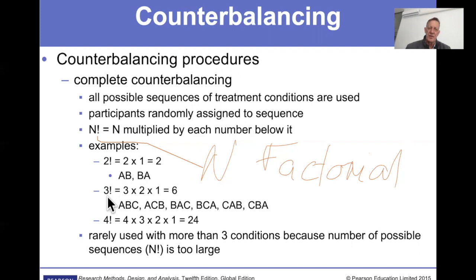3 factorial is 3 times 2 times 1. You get the idea. And the total is 6. So we have 6 possible sequences. Now watch what happens. As soon as you get to 4, you get 24. And so on. So it increases exponentially. So it's really difficult to do complete counterbalancing beyond 3 levels in any case. All right. But counterbalancing with 2 and 3 levels can be done fully.